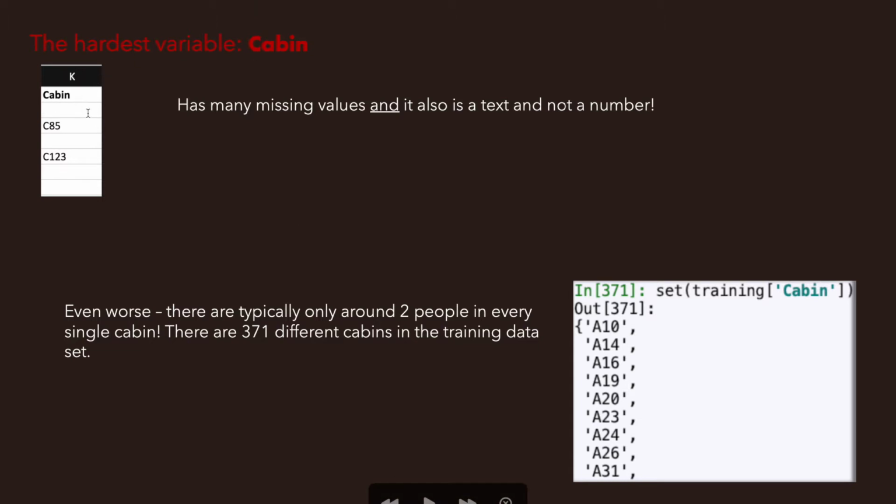Cabin, if we have a value at all, you can see there's again a lot of missing values. Cabin consists of two parts. It has a section where the cabin is, in this case section C, and a room number inside the section, so this is cabin C85.